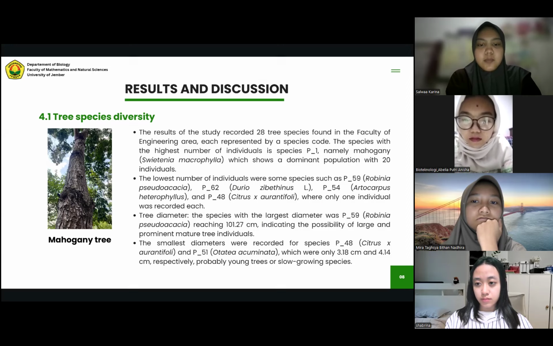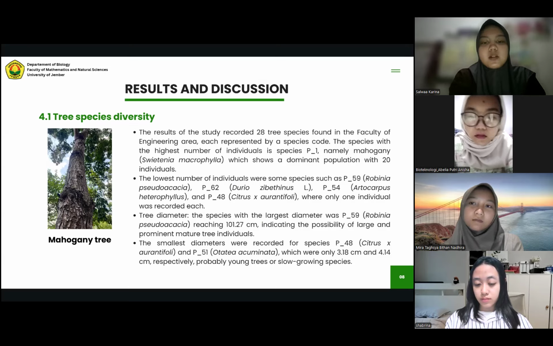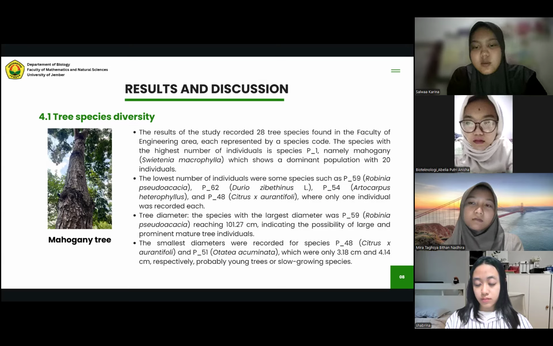The largest diameter is P59, at 101.27, and the smallest is Citrus exoratifoli and Otatea acuminata.